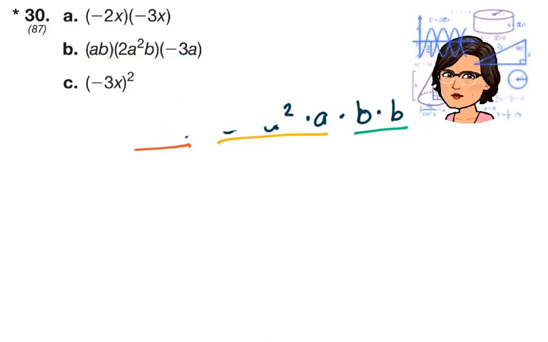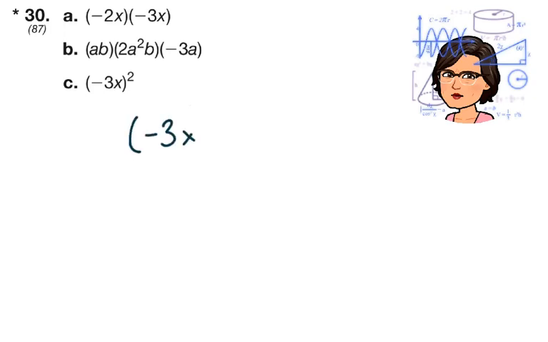All right. Last but not least, we have C. Remember, we're going to square the variable inside of a parenthesis, so we're going to do negative 3x times negative 3x. So we're going to combine our numbers, then our letters. So we're going to do negative 3 times negative 3, and then x times x to find our final answer.